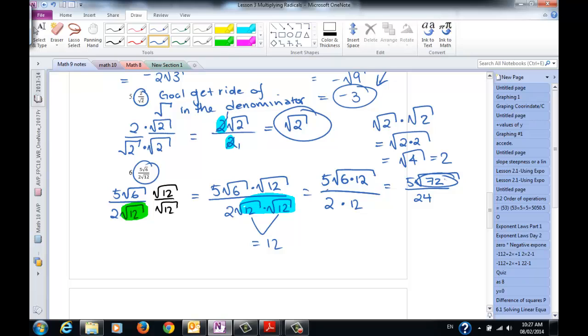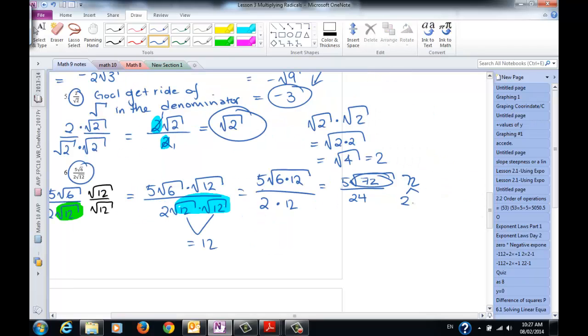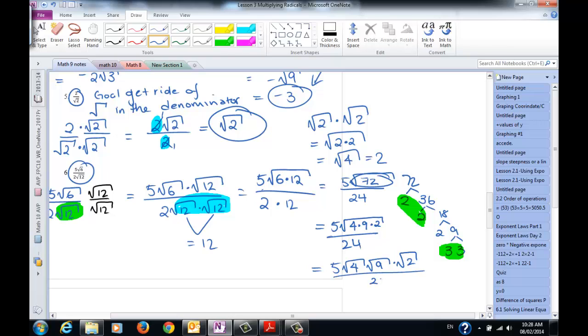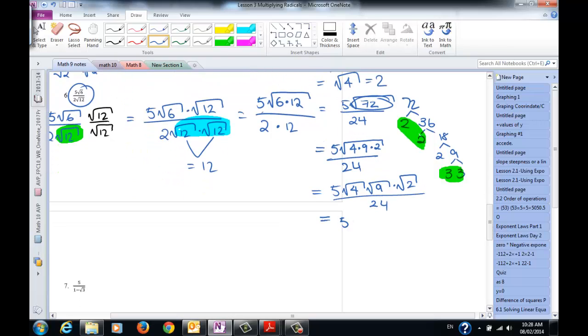Now, I want to simplify this. So I have 72, and if I divide that by 2, then I get 36, 2, and 18, 2, and 9, 3, and 3. So remember, it's a square root, so I'm looking for pairs. There are my pairs. I can write this as 5 root 4 times 9 times my leftover, which is 2, over 24, which is just the same thing as 5 times root 4 multiplied by root 9 multiplied by root 2 over 24. Getting closer. 5 multiplied by the square root of 4 is 2, multiplied by the square root of 9 is 3, multiplied by root 2 over 24.